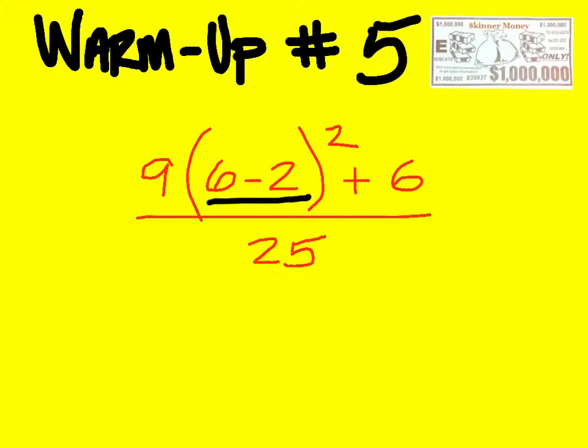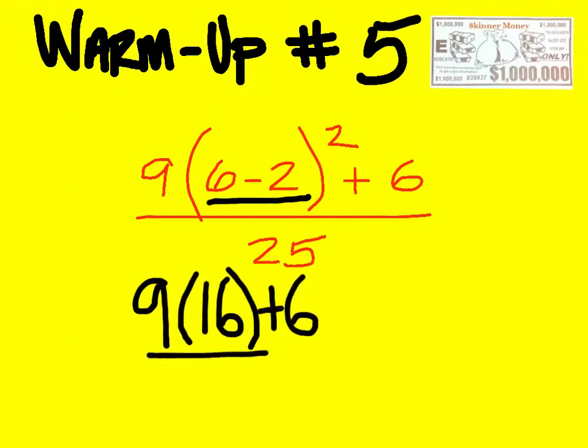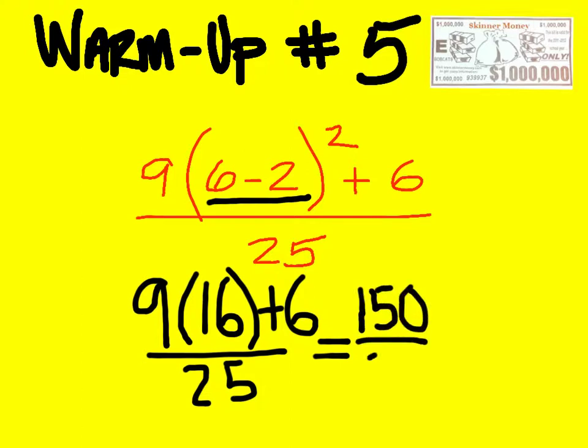Okay, for this one you want to do this part first, so 6 minus 2 is 4, and 4 squared is 16. So 9 times 16 plus 6 over 25. 9 times 16 is 144, plus 6 would make it 150. And 150 over 25 is 6. Okay.